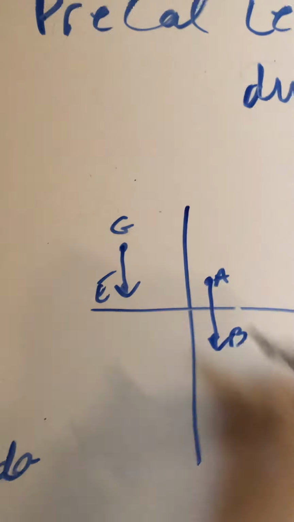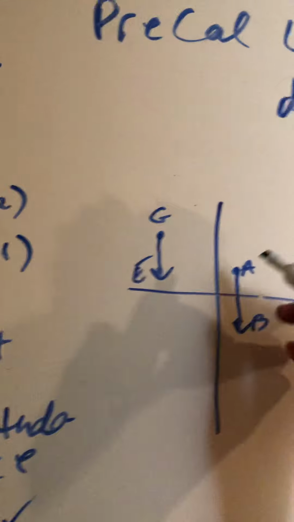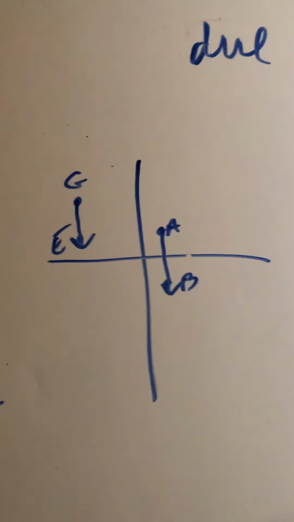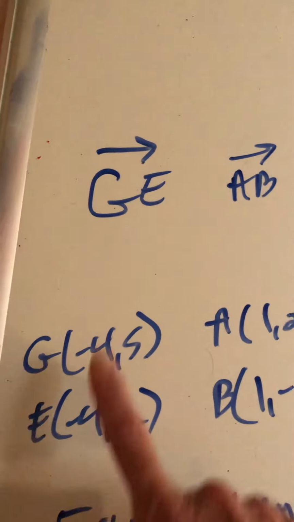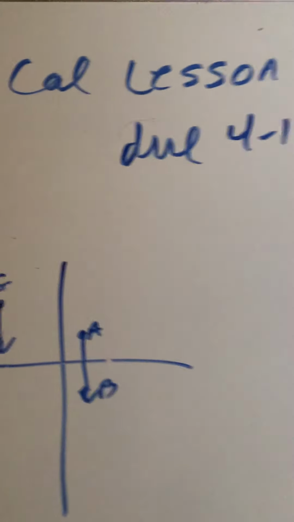So they have the same direction. So we've got them graphed correctly. So that part's checked off. They're both going down. Okay. Now you just need to find the distance. You need to find the distance of GE and AB. So you use the distance formula.